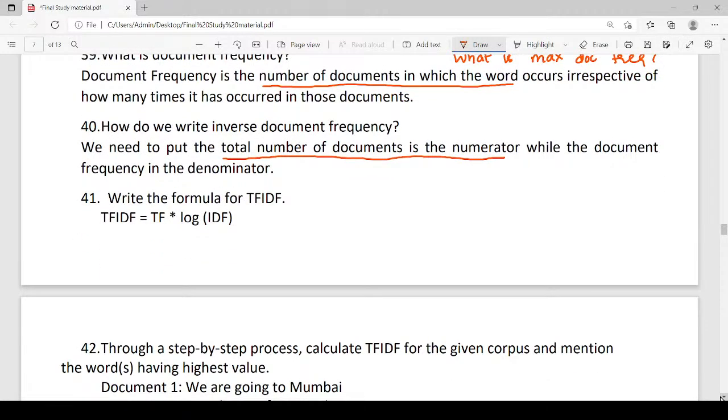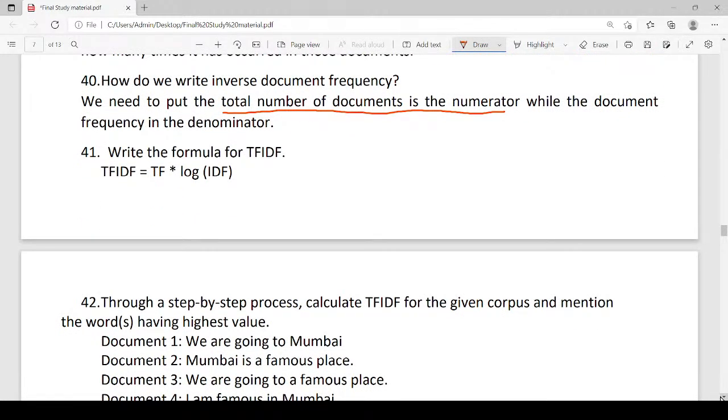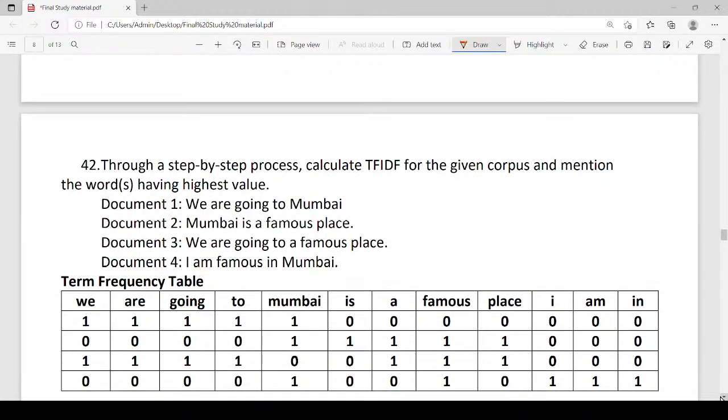Okay. Now, given a document, we are going to see how to go through the TF-IDF. Now here I am not going to remove the stop words. So let us go through the term frequency table, document frequency table, inverse document frequency table, and the TF-IDF. So the first table is your term frequency table. We are going to Mumbai. So I write 1 for each of this. None of the words are getting repeated. The second document says Mumbai is a famous place. Again, none of the words are getting repeated. I am marking a 1 for all these words.